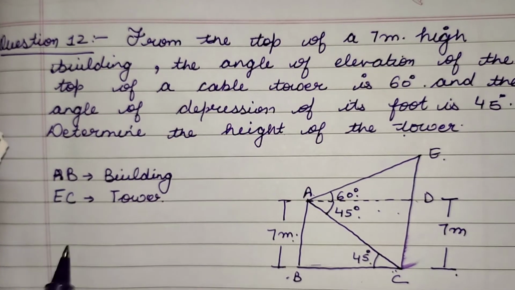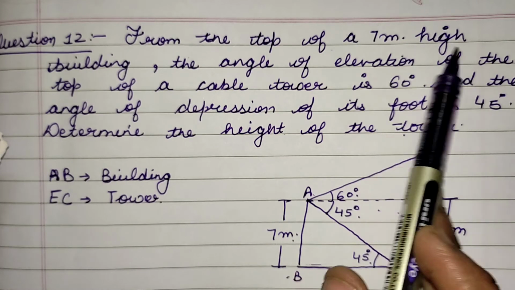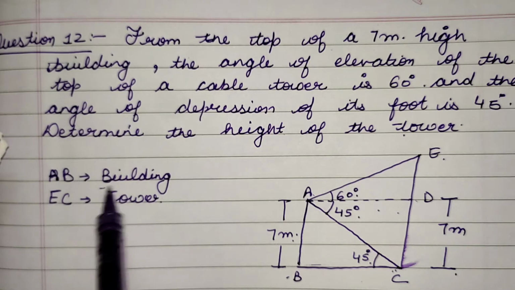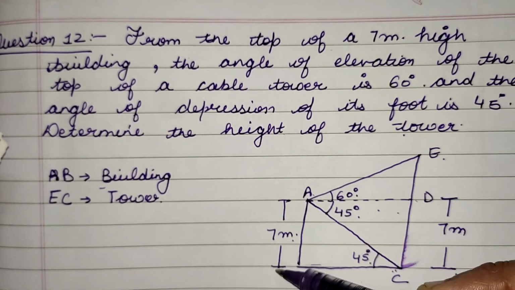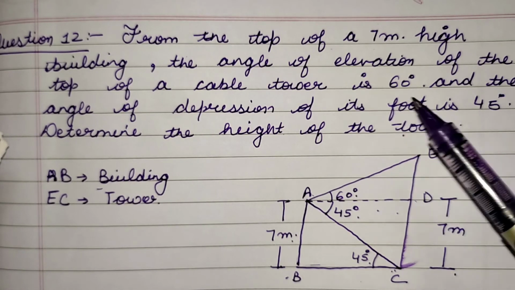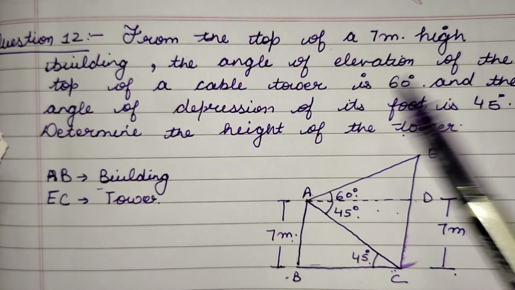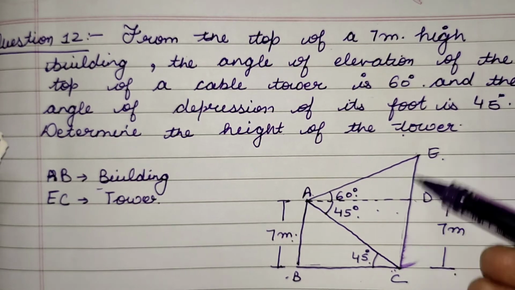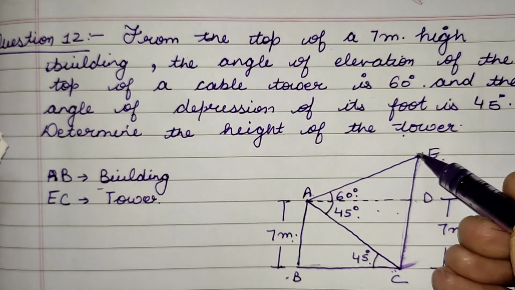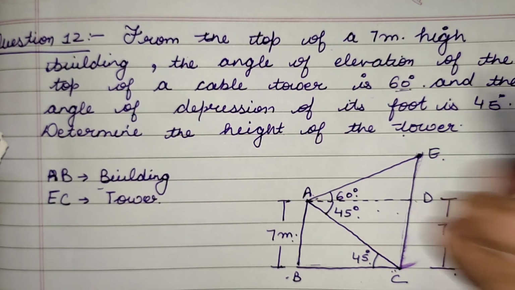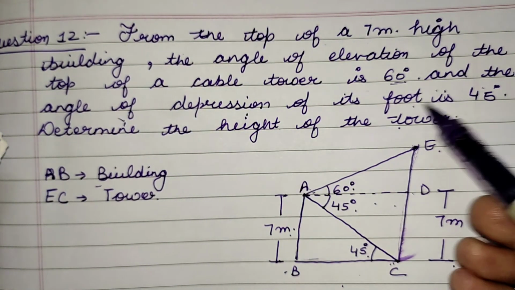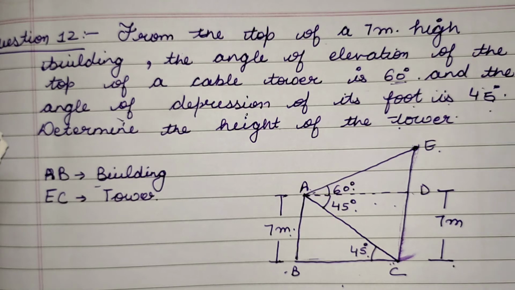Okay, so moving to question number 12. Question number 12 says that from the top of a 7 meter high building. So this building is given to you. Suppose AB is my building and the height of the building is equal to 7 meter, and the angle of elevation of the top of a cable tower, this EC is my cable tower, at the top of this, angle of elevation is given to be equal to 60 degree, and the angle of depression of its foot is 45 degree.